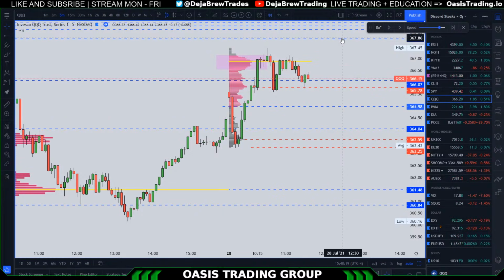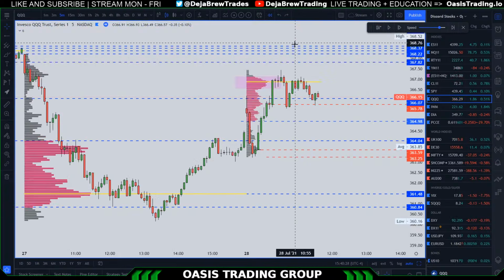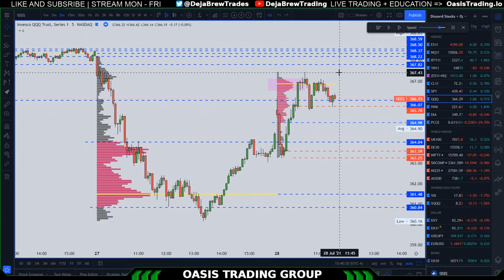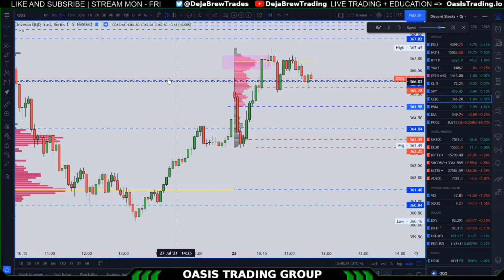But if you're a big scalper, that is a possible trade. So you would look for POC as your target, and then most likely the high of day or the previous levels as your target. And then the stop loss would be somewhere below the value area low. Let's let it play out a little bit.